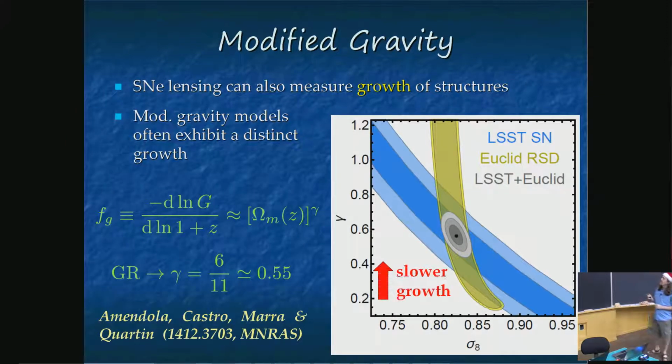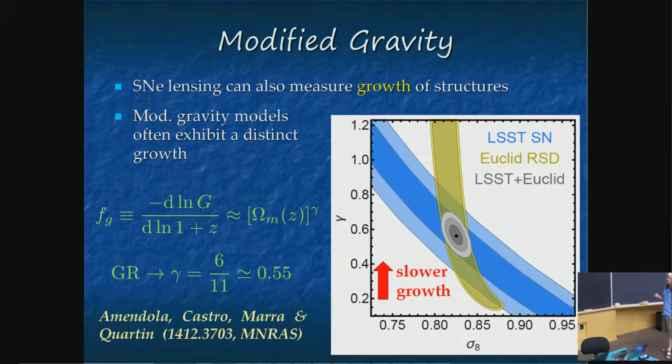Okay, so we can also measure the growth of structure. In this paper, we extended the model to include gamma. For each new parameter you need to include, you need to run a set of these semi-analytical models to know what the theory is, because we cannot compute it. We have to brute force it.